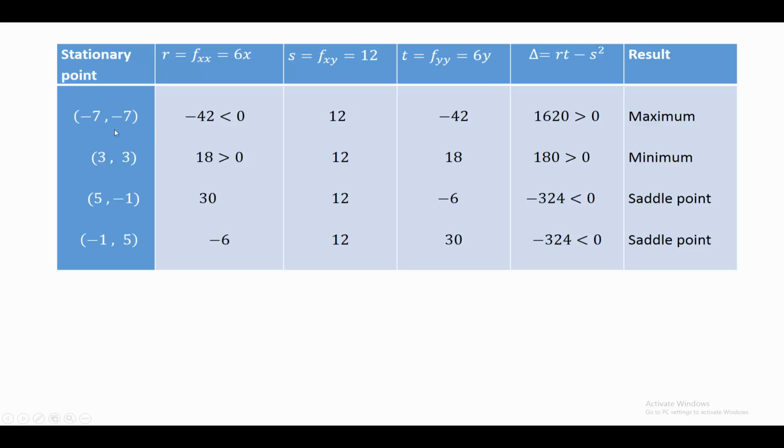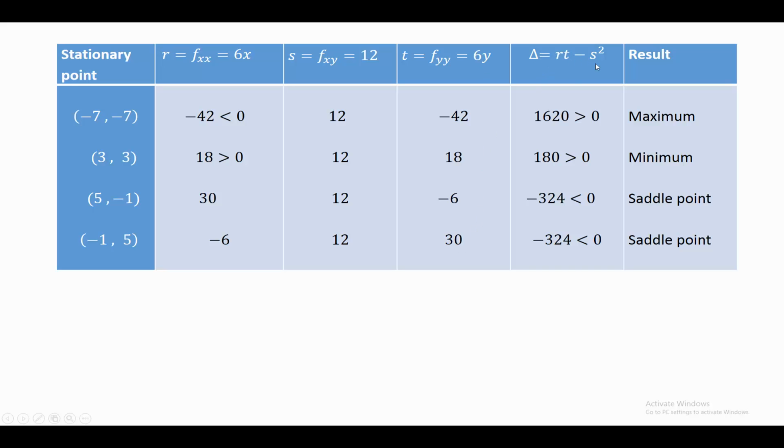At point (-7, -7), put y equal to -7, this is -42. At point (3, 3), put y equal to 3, so 6 threes are 18, t equal to 18. At point (5, -1), put y is -1, so t equal to -6. At point (-1, 5), put y equal to 5, so 6 fives are 30.